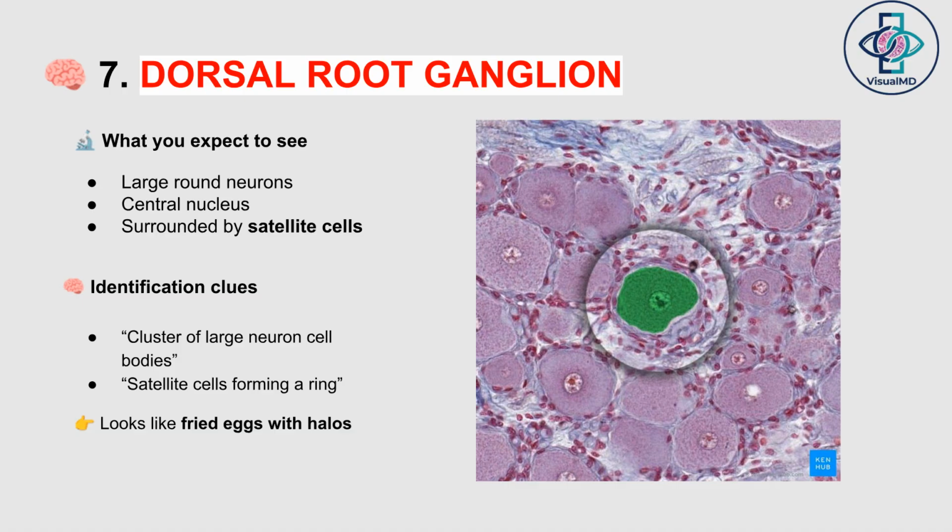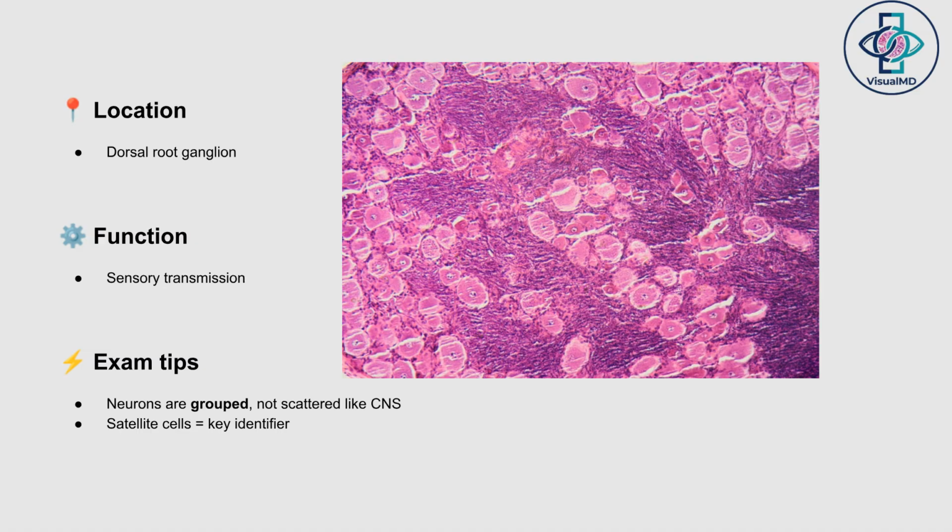Finally, the dorsal root ganglion. Look for large, round neurons with a central nucleus, surrounded by satellite cells forming a ring. These clusters of large neuron cell bodies often look like "fried eggs with halos." The dorsal root ganglion is located in the dorsal root of the spinal nerve, and its function is sensory transmission. For identification, note that neurons are grouped, unlike the scattered neurons in the CNS, and the presence of satellite cells is a key identifier.